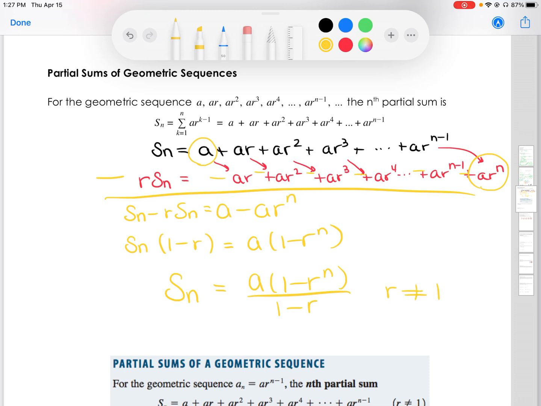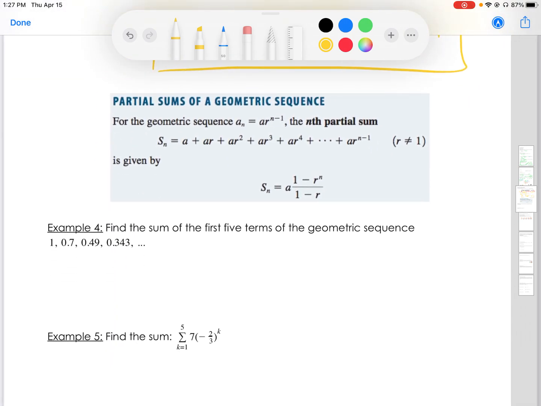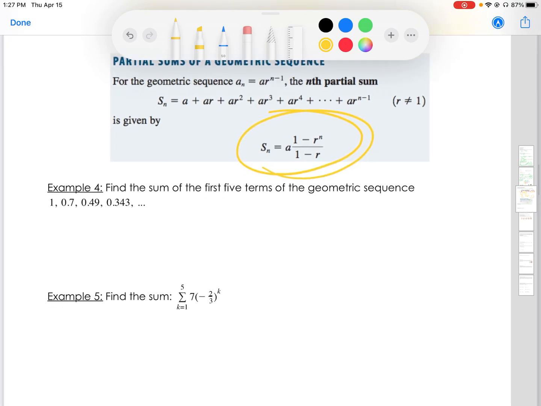Okay, well, think about it. If we're multiplying by 1, our sequence would just be the same number over and over again. So that's not really a geometric sequence anyway. All right, so that's really where this formula is coming from. So we want to find the sum of the first 5. What we're going to do is plug into that formula.